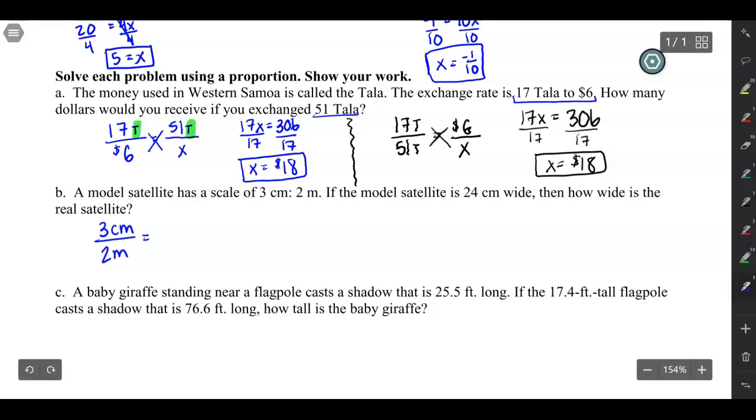And I want that to be equal to my other ratio, which is the width of the satellite. So it's 24 centimeters on the model, and I want to know how many meters it is in real life. One way to think about this, maybe it'll help if we label this. This proportion here, that's the scale factor. And then this is the width of the satellite.